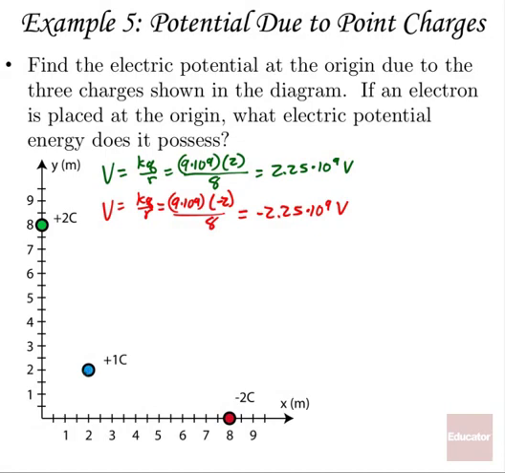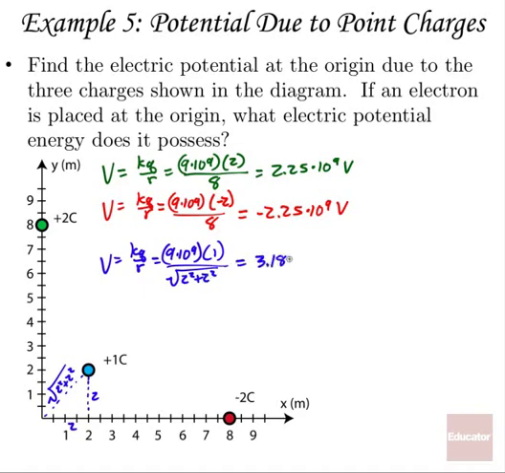And finally, let's find the potential due to our 1 coulomb charge. V equals KQ over R, or 9 times 10 to the 9th times 1 divided by R. Well, we said last time if we make a right triangle here, that side's 2, therefore the hypotenuse must be the square root of 2 squared plus 2 squared. So R is going to be square root of 2 squared plus 2 squared, or square root of 8, which is 3.18 times 10 to the 9th volts.